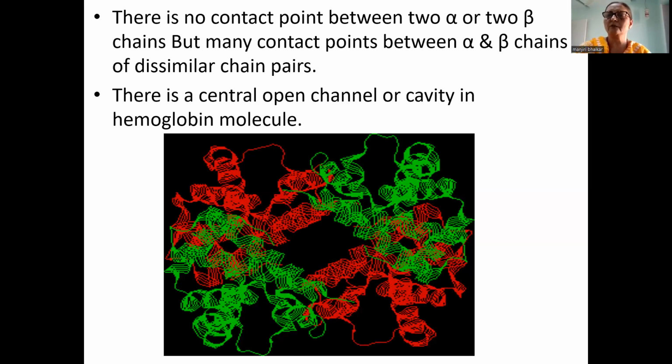In the next video, we will discuss the various normal types of hemoglobins, and we will also discuss the formation of oxyhemoglobin, the dissociation of oxyhemoglobin, etc., and the functions of hemoglobin.